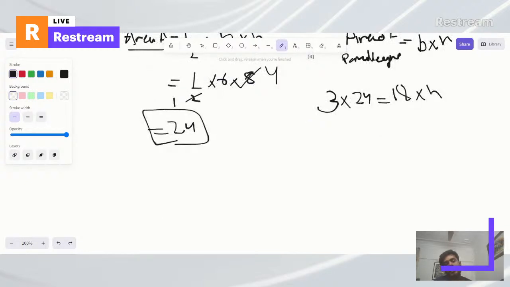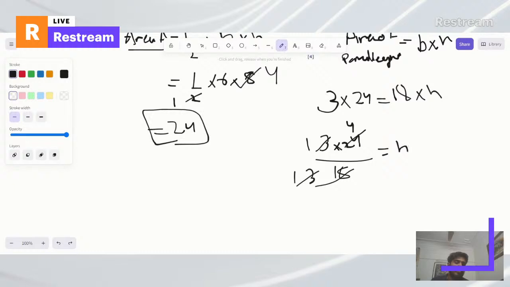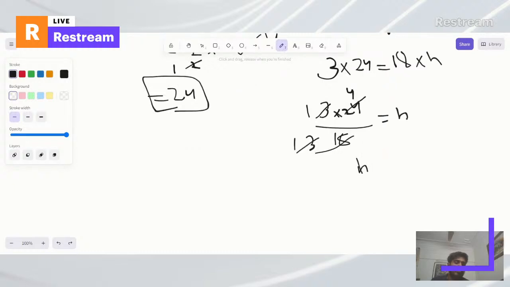So we take the 18 to the denominator, so it becomes 3 times 24 divided by 18, right? 6 threes are 18, 6 fours are 24, 3 ones are 3, 3 ones are 3. So we're left with 4. So h, which is the height, equals 4 centimeters. I hope that this question is clear to you.